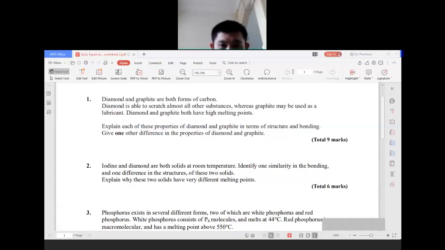Okay. Now number two, iodine and diamond are both solids at room temperature. Identify one similarity in the bonding. Already answered, it is the covalent bonding, and then also one difference in the structures. Timothy just told us the structure in diamond, but not in iodine.